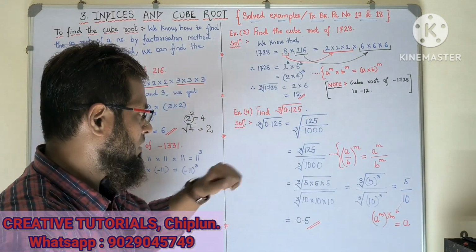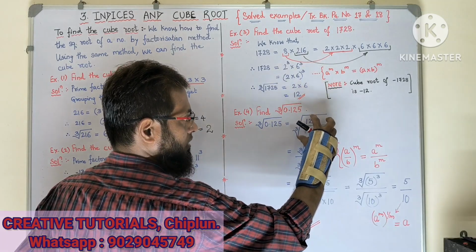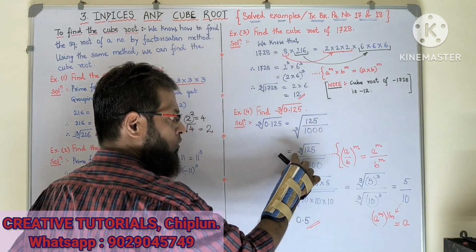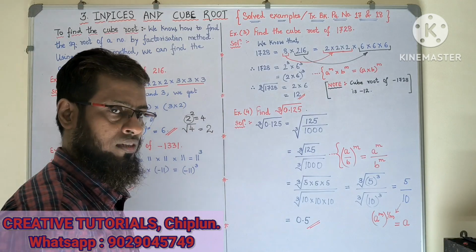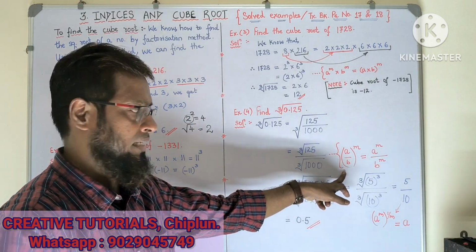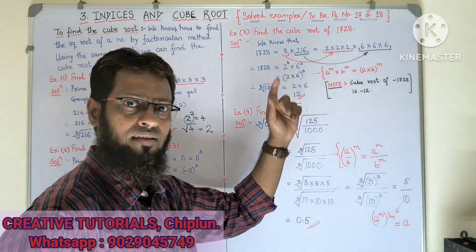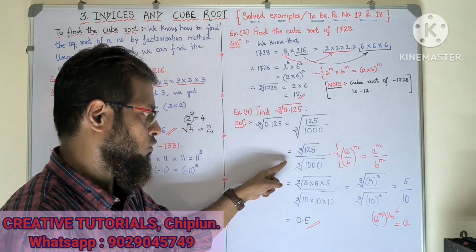Very good. So that is equal to, now this is cube root of this whole number. So this cube root will go with this number as well as this number. So cube root of 125 whole divided by cube root of 1000. Again, if you remember from your laws of indices, we have this law that a upon b the whole raised to m is equal to a raised to m upon b raised to m.